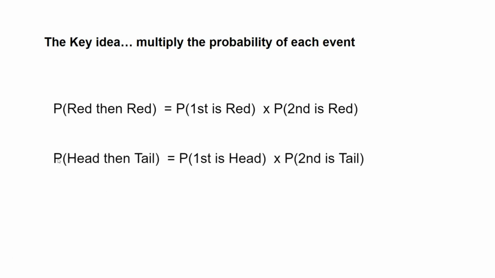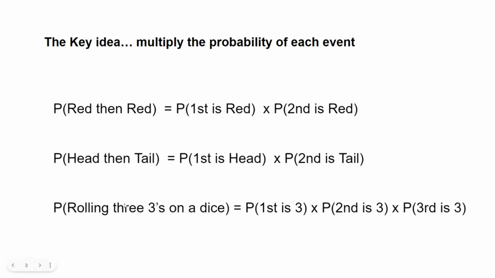Other examples, the probability of getting a head when flipping a coin, and then when flipping it again, getting a tail. So we'll multiply the probability that the first is a head with the probability that the second flip is a tail.